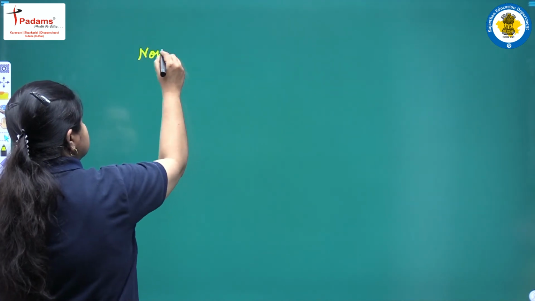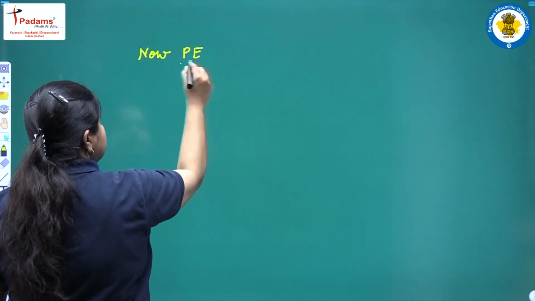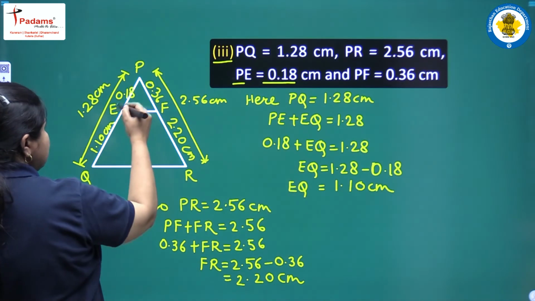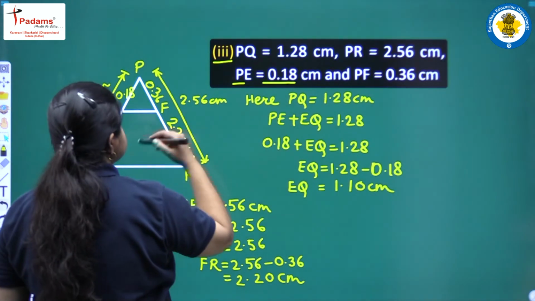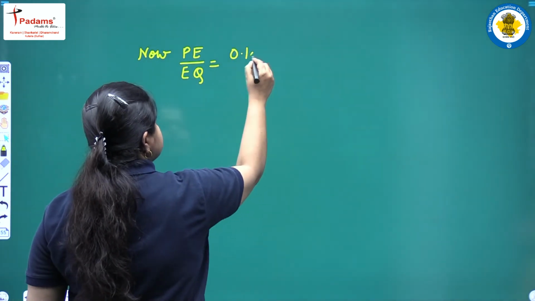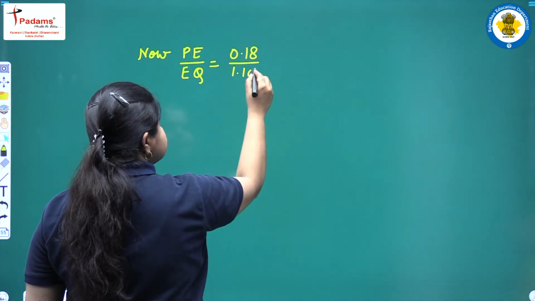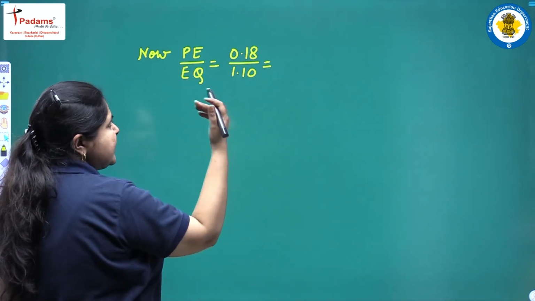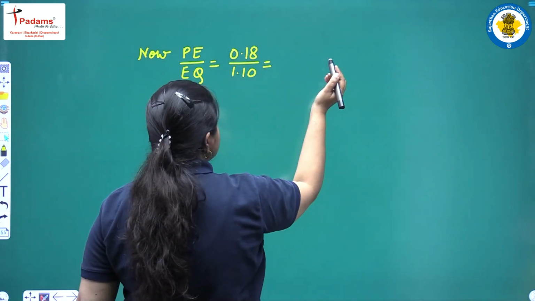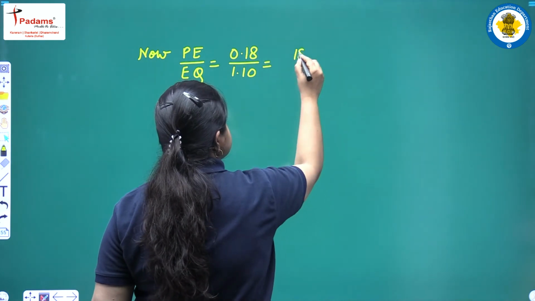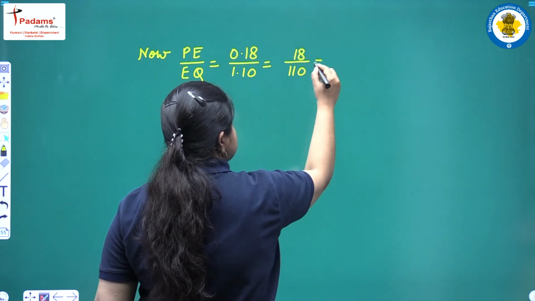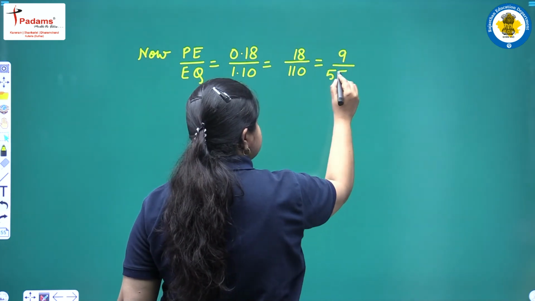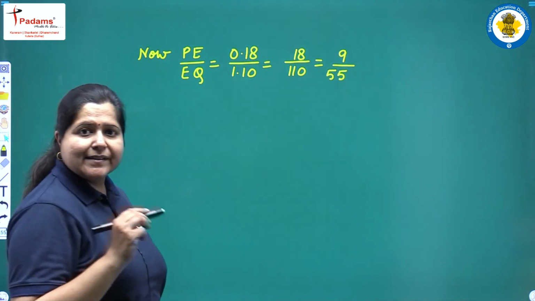Now PE upon EQ. You will see that PE is 0.18 and this is 1.10. So 0.18 and 1.10. We have two digits after the decimal in numerator as well as in denominator. We can remove this decimal and we will have 18 upon 110. We can divide by 2. 2 nines are 18, 2 fives are 10, again 5s are 55. 9 by 55 is the ratio.